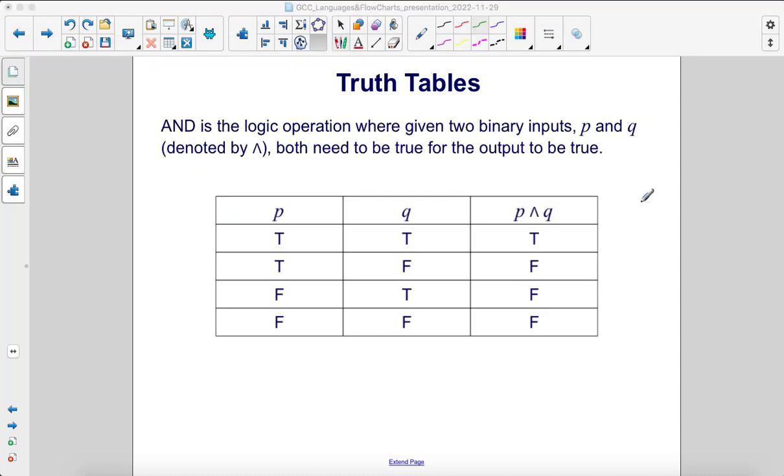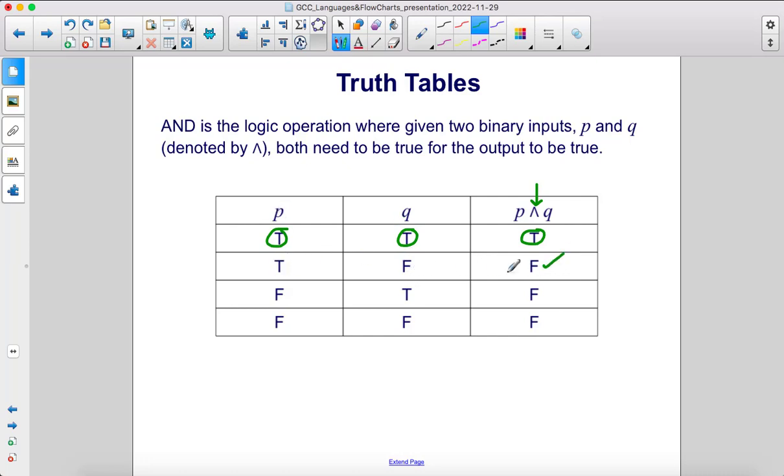And is the logic operation where given two binary inputs, P and Q, both need to be true for the output to be true. And this little caret here symbolizes and. So if P is true and Q is true, then the result is true. However, if P is true and Q is false, then the output is false. If P is false, but Q is true, the output is still false. If both are false, the output is false. So both of them need to be true in order for and to be true.